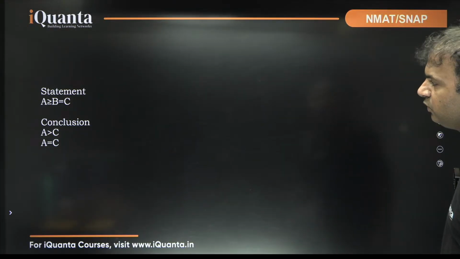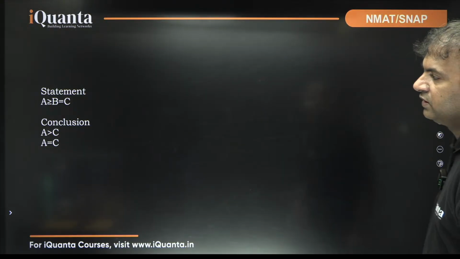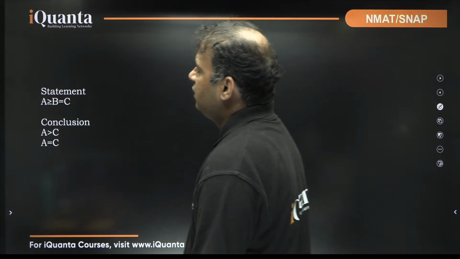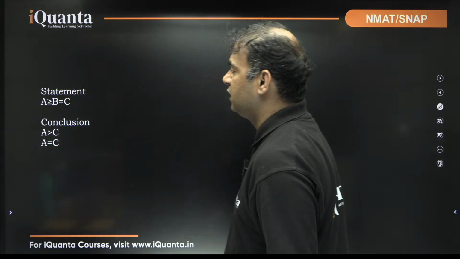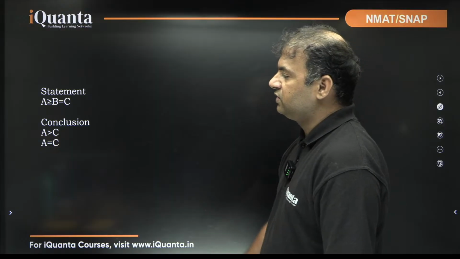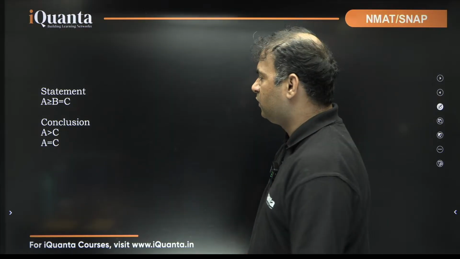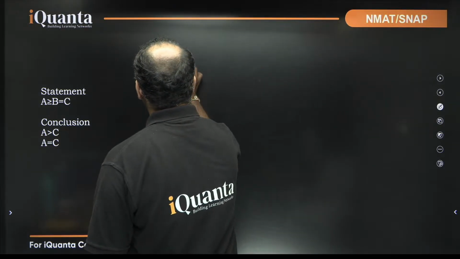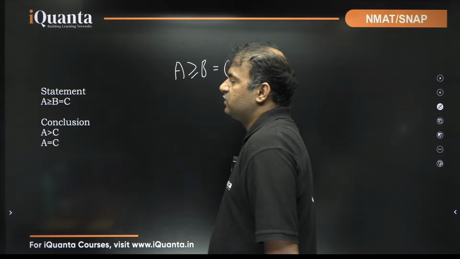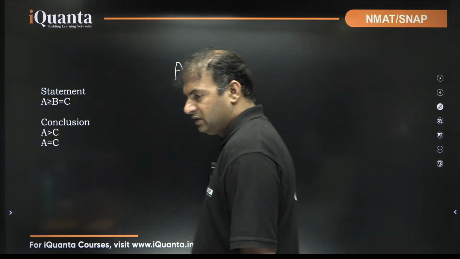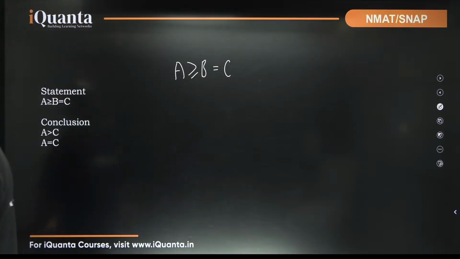Okay, guys, let's talk about the next one. Okay, this is something interesting, right? They have given a statement that A is greater than B and B is equal to C, right? And the conclusions are that A greater than C, A equal to C. Okay, let's write the statement here again. A greater than B equal to C, right? Okay, guys, what do you think, is conclusion 1 definitely true or not? Everyone, can you just tell me, is conclusion 1 definitely true or not?